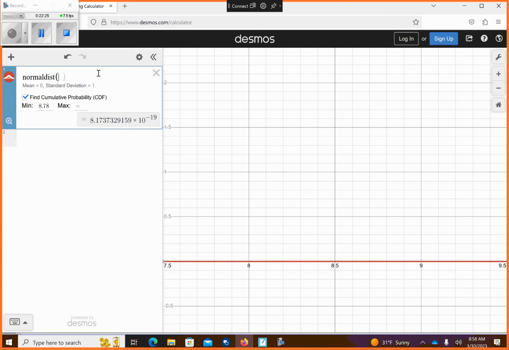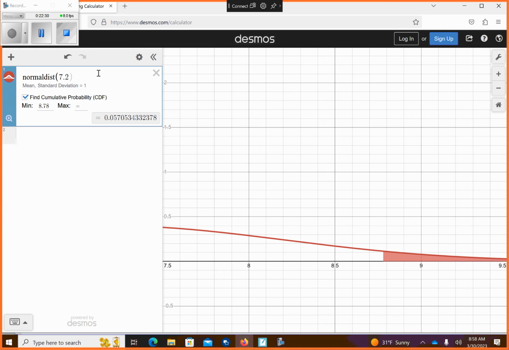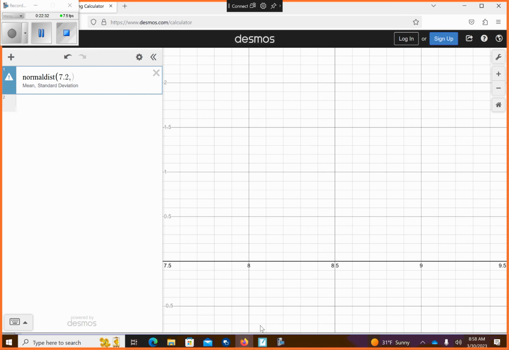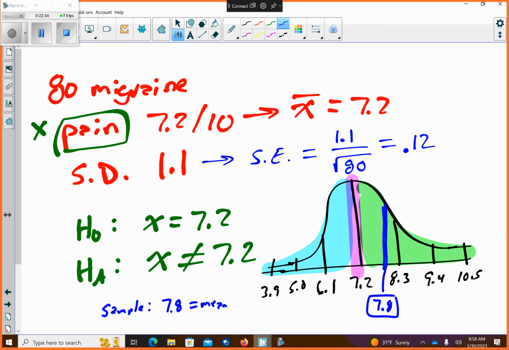So what did we say? We said it was 7.2. And my standard error was what? I forget. 0.12. Oh my goodness. Anyone see the error I made? These are wrong. I added the standard deviation, not the standard error. Sorry, I failed you guys.